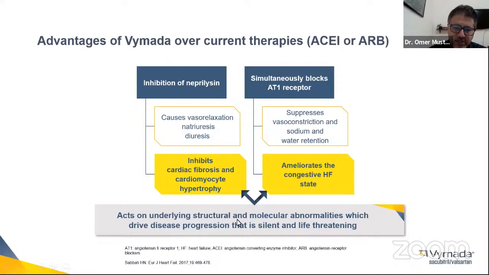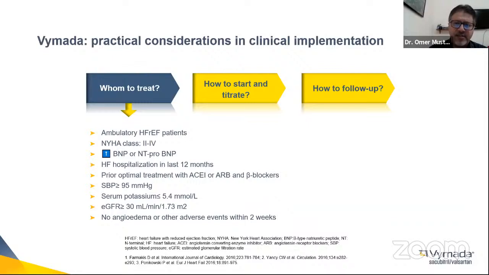They act at the underlying structural and molecular abnormalities which drive disease progression, that is silent and life threatening. So basically we need to stop the disease progression. Just a practical consideration for our audience is whom to treat: ambulatory HFrEF patients, NYHA class 2 to 4, monitor the NT-proBNP levels, heart failure hospitalizations in the last 12 months, prior treatment with ACE inhibitors and ARBs, systolic BP more than 95. I'll come to this later. Potassium levels should be low, renal dysfunction should not be there, and no history of angioneurotic edema.